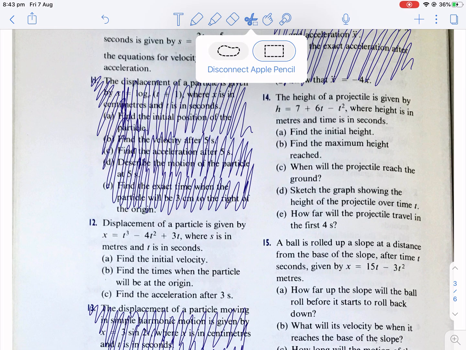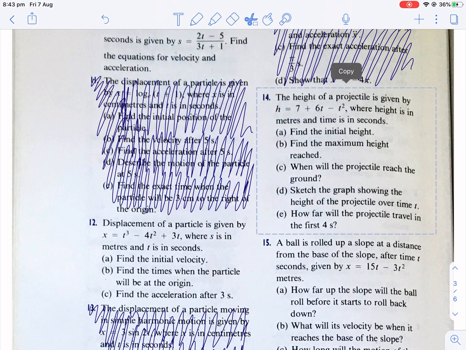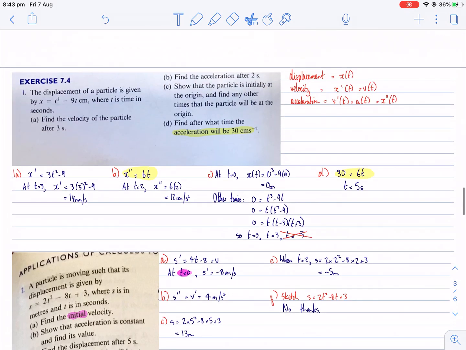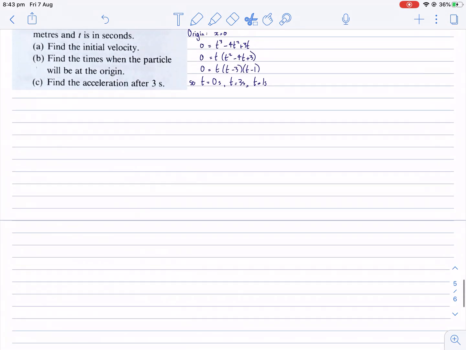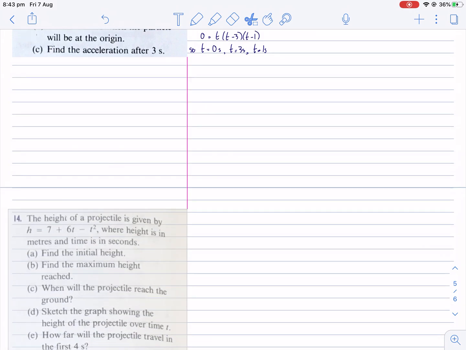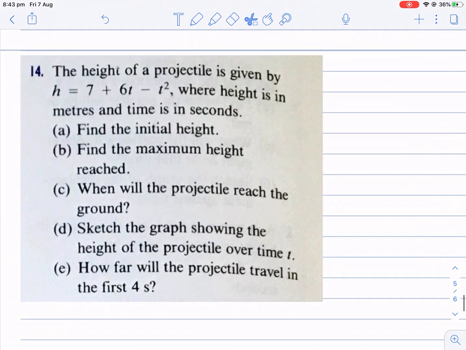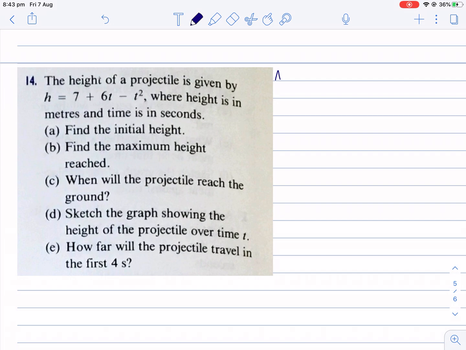14. Okay, 2 more to go, I hope. No, do it down here. Okay. Initial height, it's 7 meters because you're subbing in 0. Max height is when the velocity is 0, when the derivative is 0. You could figure out the vertex, minus b over 2a, but this will do.